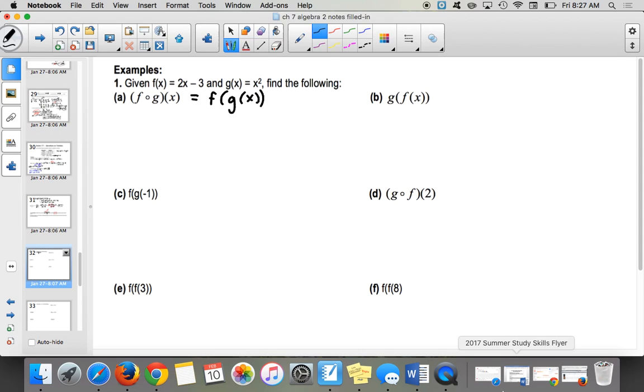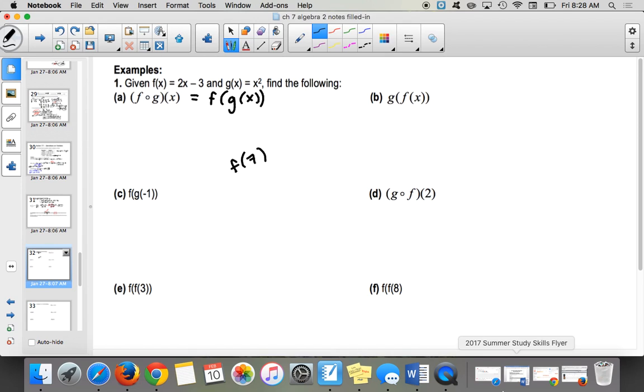So you guys know, like if I asked you f of 7, you got that down. You take 7 and plug it into the f function. So instead of 2 times x, I'm going to do 2 times 7 minus 3. So I get 14 minus 3, so I get 11, right?